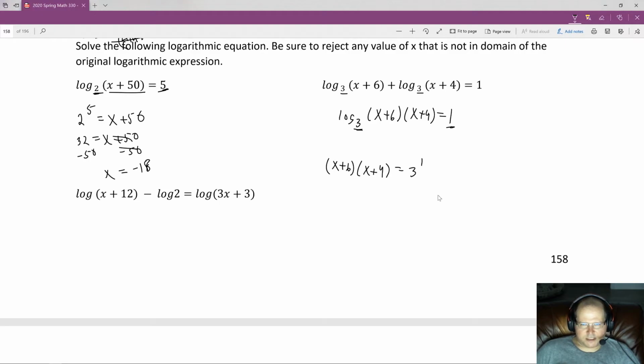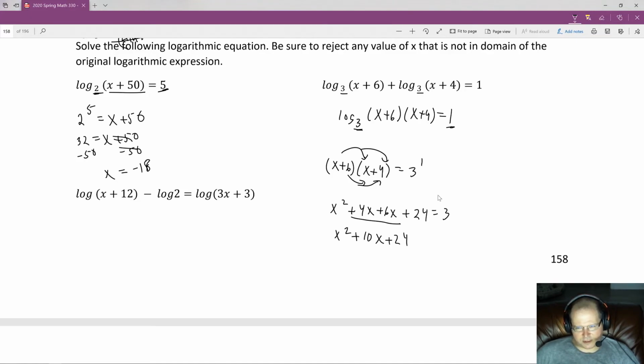Now once we distribute this, it's going to turn into a quadratic. So x times x is x squared. Then x times 4 is 4x. Then 6 times x is 6x. Then 6 times 4 is 24. And that's all equal to 3. When we combine like terms, x squared plus 4x plus 6x is 10x, plus 24 is equal to 3.